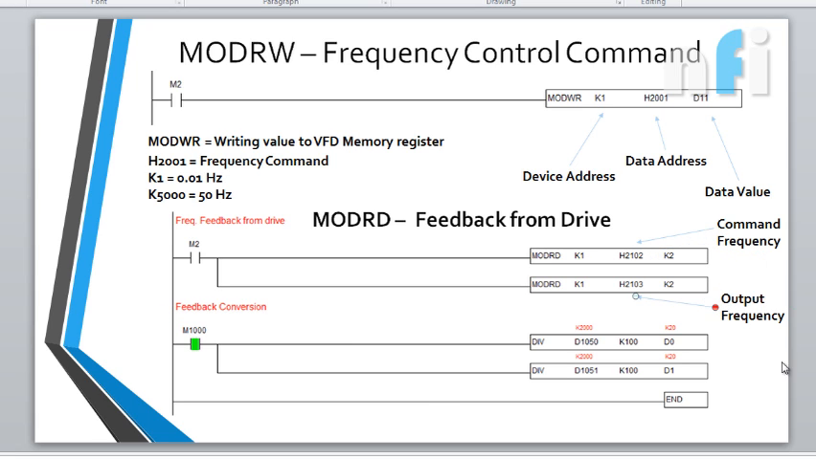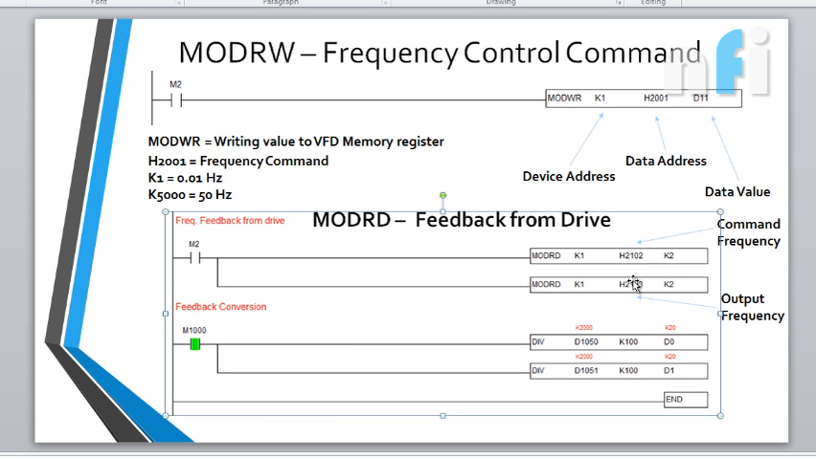All these registers, you don't have to mug them up. They are typically present in the manual of your drive. This is always there, or if you don't have it in your manual, you can Google it out. Manufacturers always provide you with the data registers of Modbus. That's the command frequency, that is the output frequency.